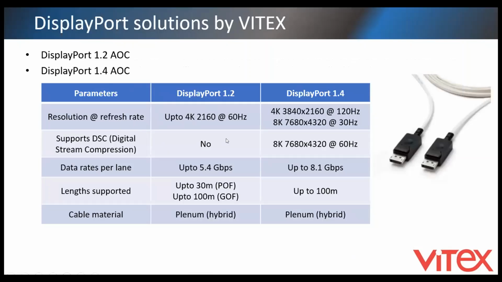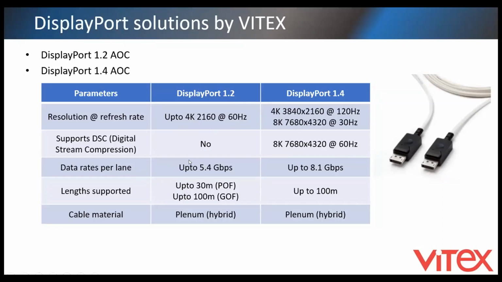are specified by VESA. So our cables support the resolution and refresh rates as per the standard. Our cables support 4K at 60 Hz for 1.2, and for 1.4, our cables support 4K at 120 Hz and 8K at 30 Hz. As per the standard, 1.2 does not support DSC, and our cables accordingly do not support DSC, while 1.4 supports 8K resolution at a higher refresh rate of 60 Hz.